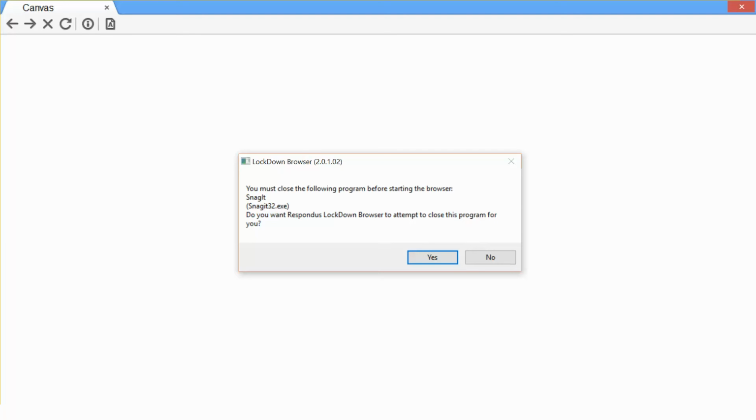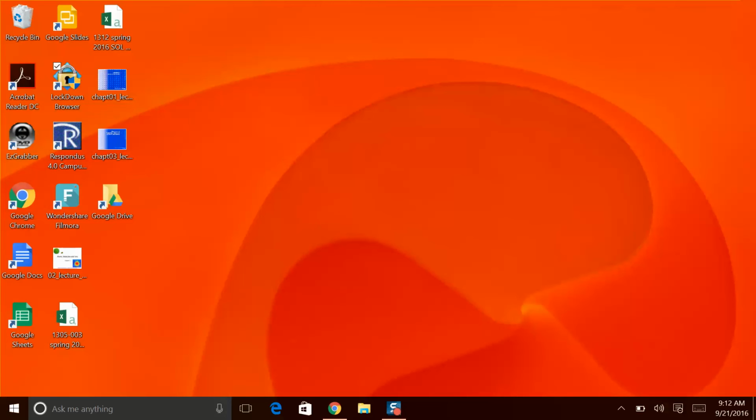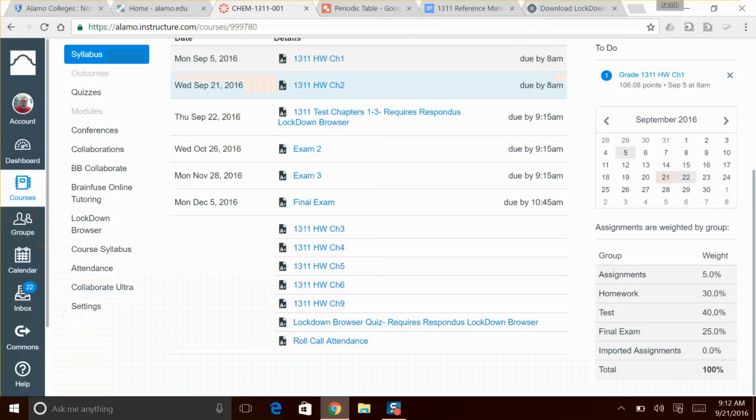It would take me right to ACES. I'd be able to log in and then take my test from the Lockdown browser. If you're using Chrome or Internet Explorer or Safari or Firefox, it's going to say, hey, you can't use this. You have to use the Lockdown browser. But that's how you're going to get it. So get that downloaded. Bring your computer. For those of you that won't have a computer, I'll have some available for you to use that already have the Lockdown browser on them.